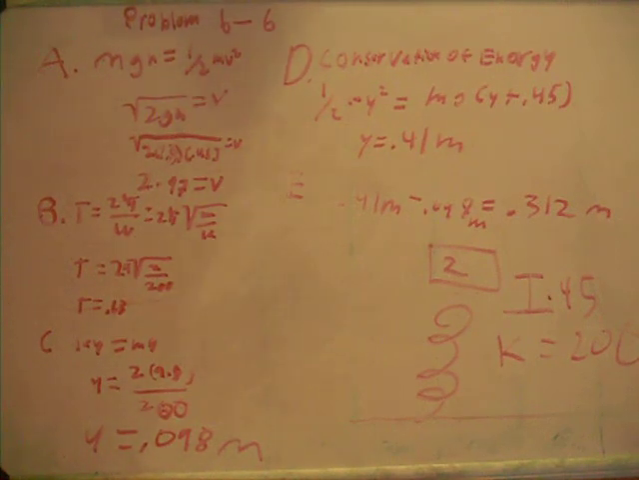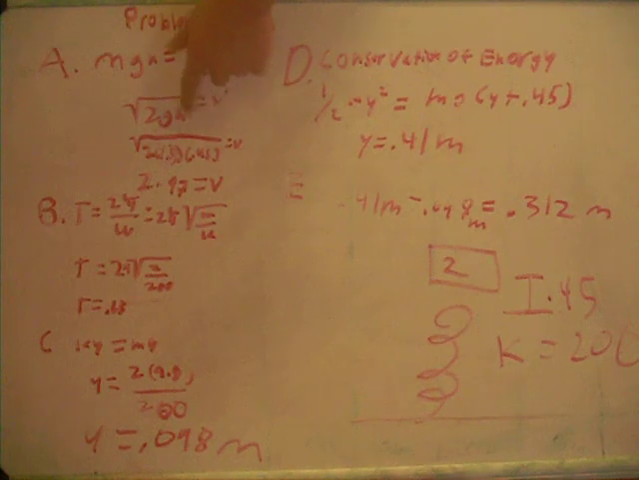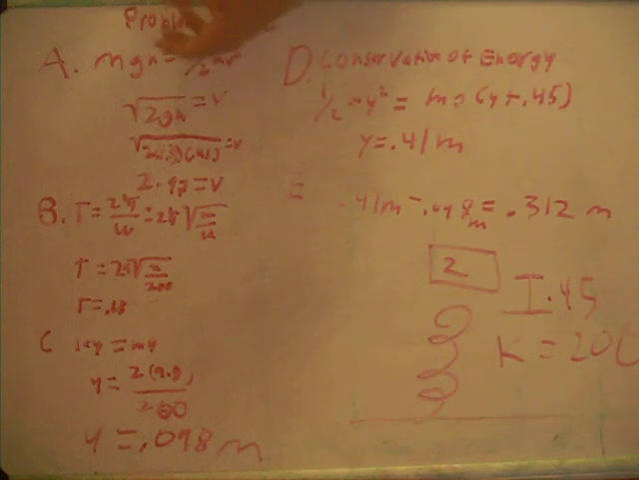spring. To do this, we just do mgh equals 1/2 mv squared, which is conservation of energy. You then cancel out the m's, and you say v is equal to the square root of 2gh. You then plug in gravity, which is 9.8, and the distance, which is 0.45, and you solve to get a velocity of 2.97 meters a second.